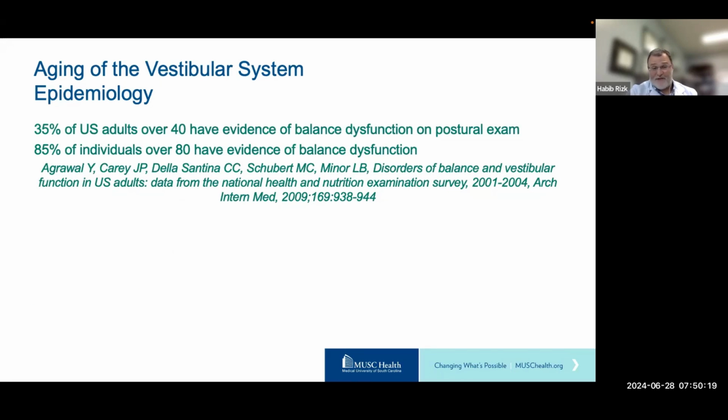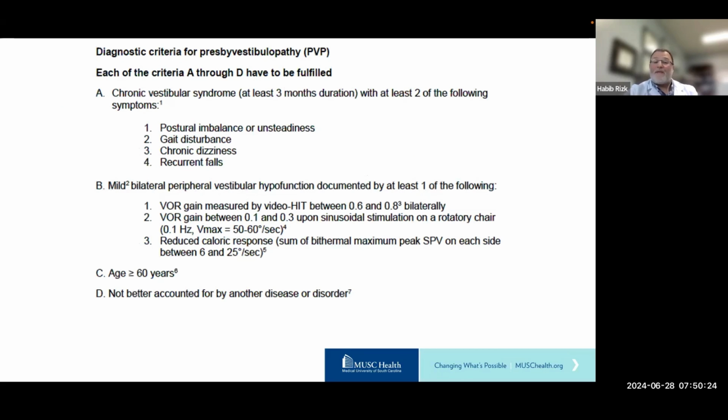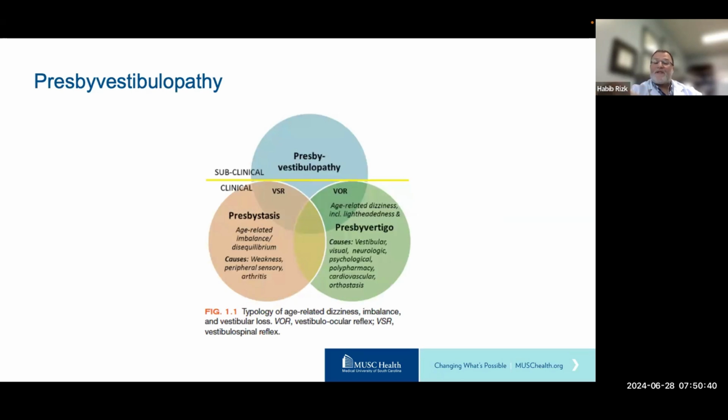And a staggering 85% of individuals over 80 have evidence of balance dysfunction, which led the Bárány Society to define the criteria for presbyvestibulopathy as a chronic vestibular syndrome with mild findings of weakness on paraclinical testing in individuals above the age of 60. And again, presbyvestibulopathy is at the intersection of other abnormalities, whether it's affecting the proprioception component of our balance or the visual component of our balance. And basically, with the presence of presbyvestibulopathy, those patients are at a higher risk of injury and falls.